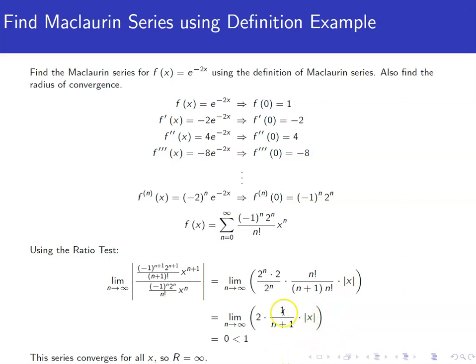Now again, we were looking at this limit for a fixed value of x. If x is fixed, n gets arbitrarily large. This gets arbitrarily small, so the limit is 0 no matter what we plug in for x, which means that no matter what we plug in for x, this will converge, so our radius of convergence is infinity.